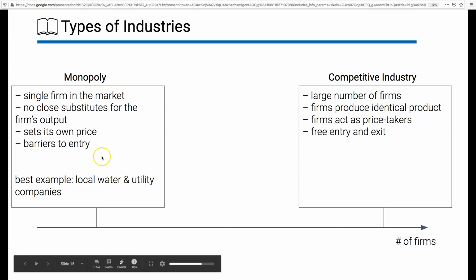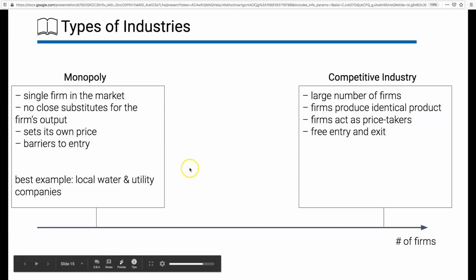But most industries are not extreme. Most industries aren't monopolies or competitive industries. Most industries lie somewhere in between, and they possess some characteristics of the monopoly model and some characteristics of the competitive industries. So we're going to look at the examples of the in-between industries in subsequent videos.